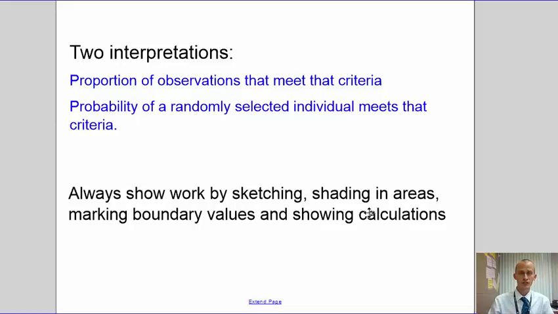Whenever you do these problems, you should start by sketching our distribution. Start by sketching our curve, shading in the area that is appropriate for what we are interested in, and then marking any boundary values and showing any work that you do. You can do work on the calculator, and in the future I'll show you how our calculator can do all this. But for right now, just write down the simple arithmetic. Show the steps that you're typing into your calculator.